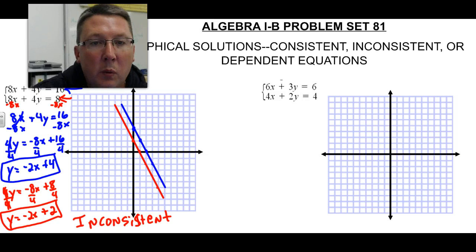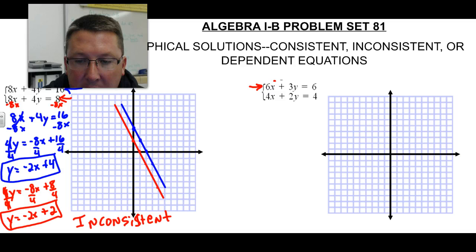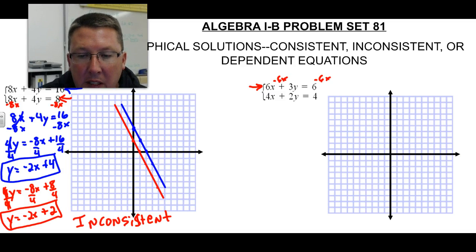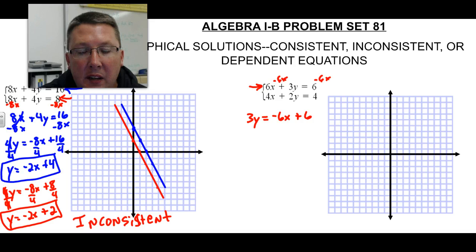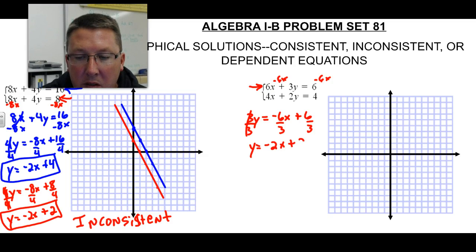Solve these equations for y as well. Start by subtracting 6x. Just trying to save some time here. I get 3y equals negative 6x plus 6. Divide both sides by 3. We get y equals negative 2x plus 2.